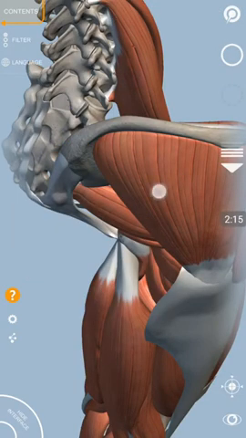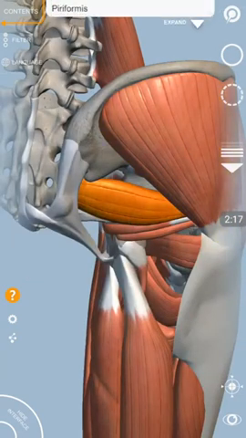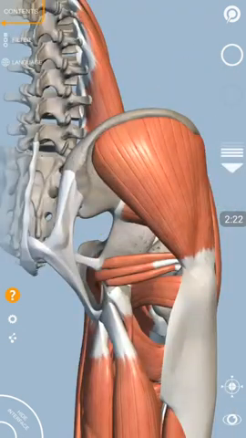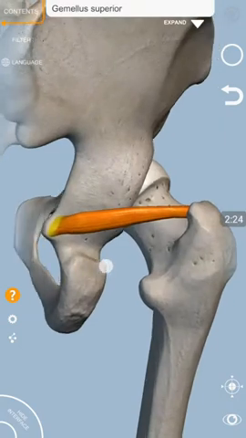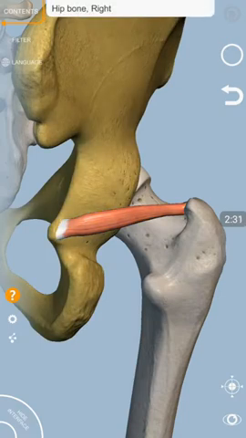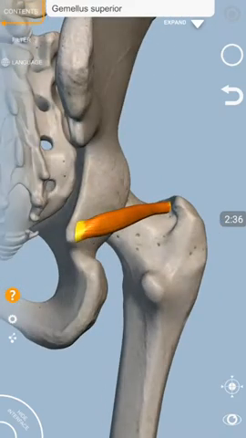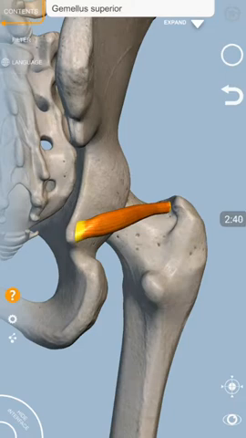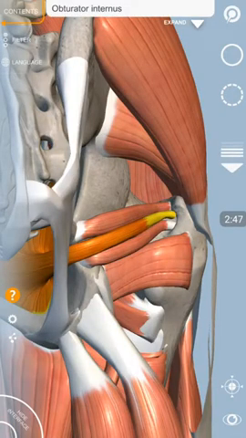After this muscle, we have gemellus superior. It originates from the lateral aspect of the ischial spine, and its insertion is in the trochanteric fossa. Again, when this muscle contracts, it is going to laterally rotate the femur.